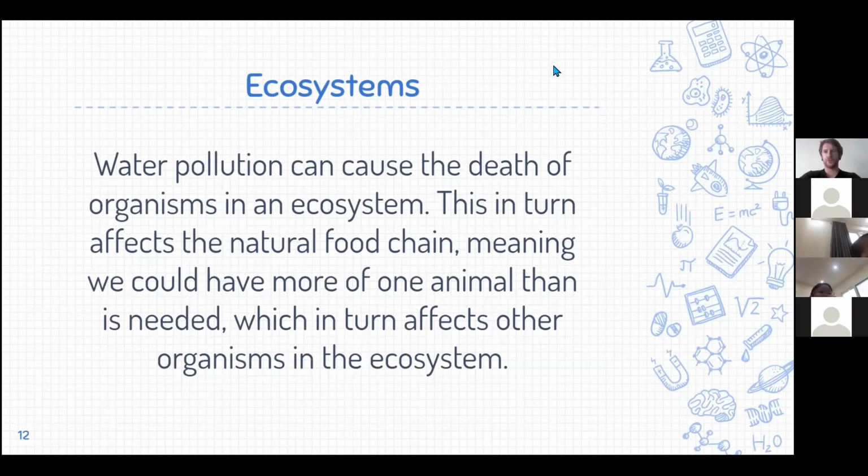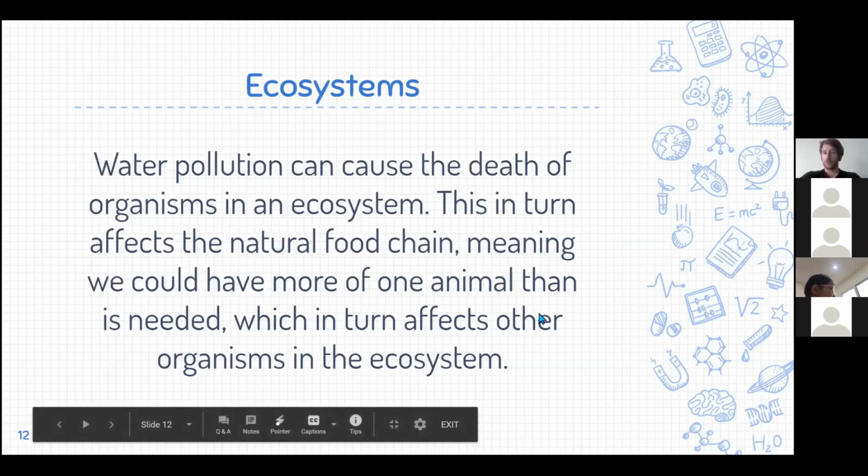Now, we said a food chain is one animal that eats another animal, that eats another animal, that eats another animal. If you remove one animal from that food chain, animals below and above that animal change. They have to do different things. They can't do the same thing because it's not there anymore. So what you need to think about is how, and predict how, that can change. We could have more of one animal, which in turn affects organisms in the ecosystem.